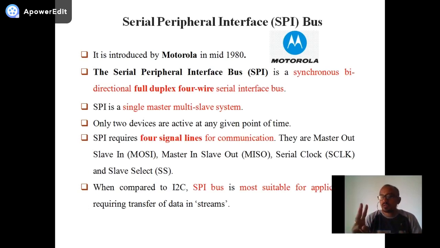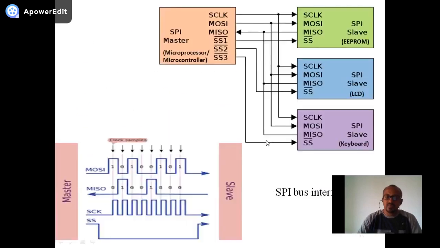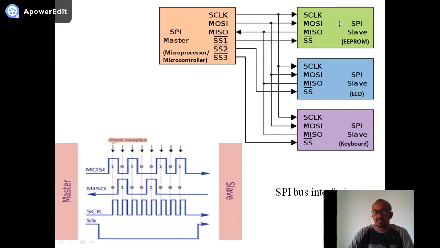The 4 signal lines are used for communication, and when we look at the block diagram you will get a clear idea. Look here, this is a single master, I am pointing with the cursor, and the multiple slaves, and the 4 lines. The clock, SCLK. MOSI, master out, slave in. Master will send the data serially and slave will take it in. That is why master out, slave in.